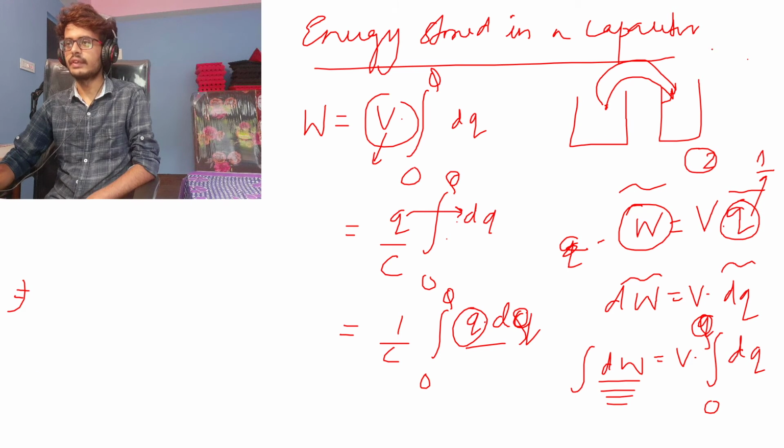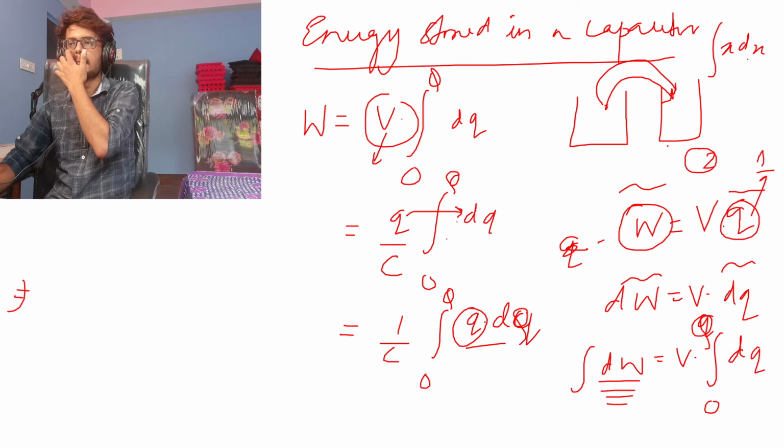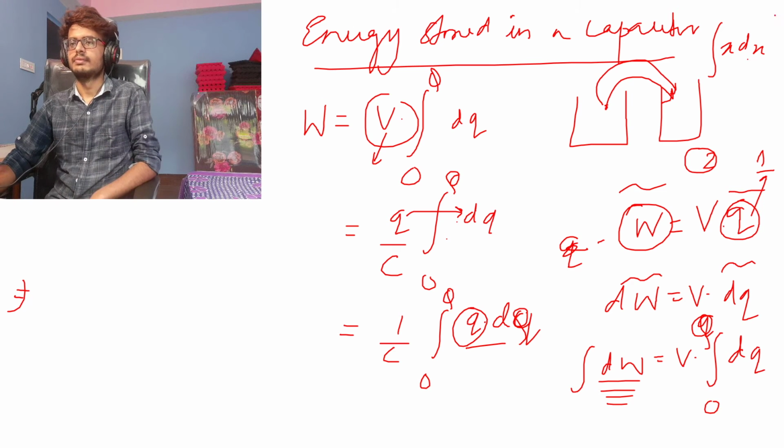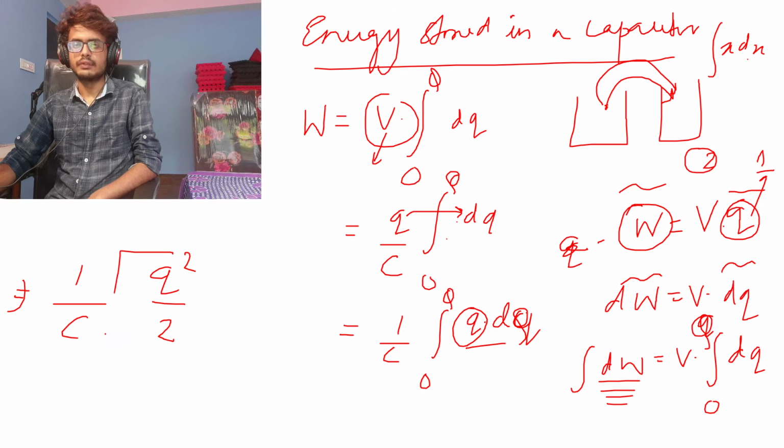So what is the integration of x dx? It is x square by 2, not x square only, x square by 2. So this is 1 by C, and the integration of q is q square divided by 2. We have a limit of 0 to capital Q. After applying the limit, we get q squared divided by 2.